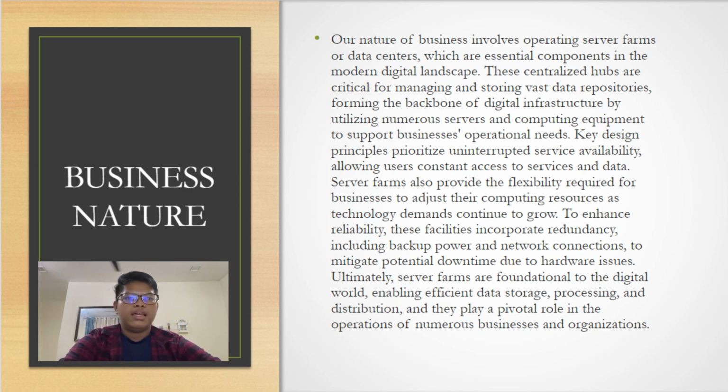To enhance reliability, these facilities incorporate redundancy, including backup power and network connections, to mitigate potential downtime due to hardware issues. Ultimately, server farms are foundational to the digital world, enabling efficient data storage, processing, and distribution, and they play a pivotal role in the operations of numerous businesses and organizations.